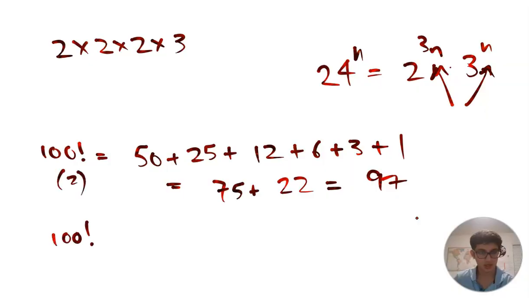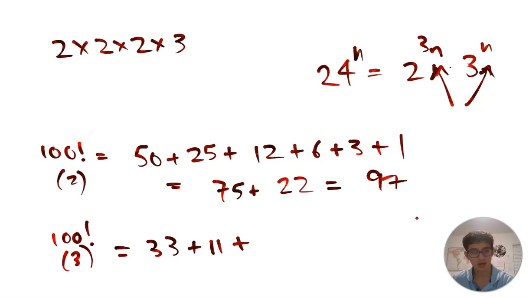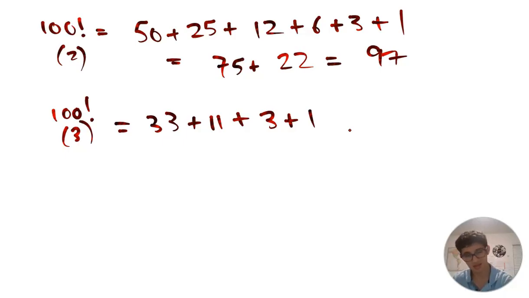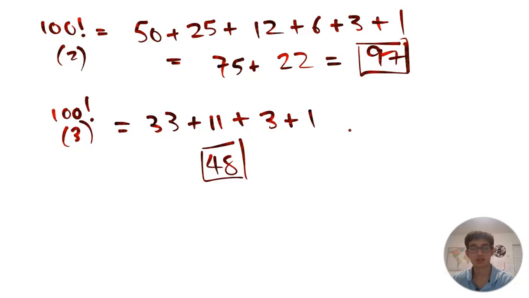Now, what about the same thing with 3? Pause the video and try this on your own. It shouldn't be super hard. It's basically the exact same process, and you'll see that we end up with 33, 11, 3 and then 1. Do the math over here, please. It's not bad. It's 48. All right, now we've got 48 and 97.